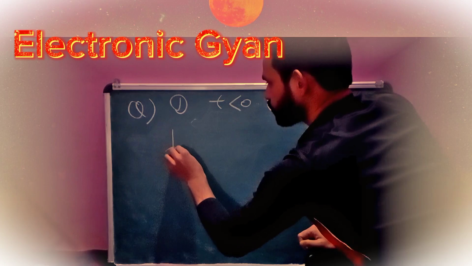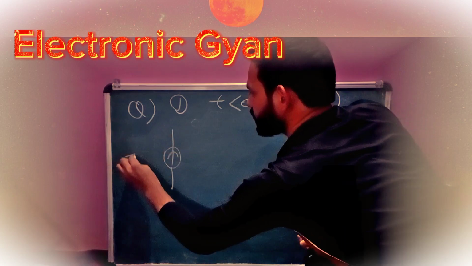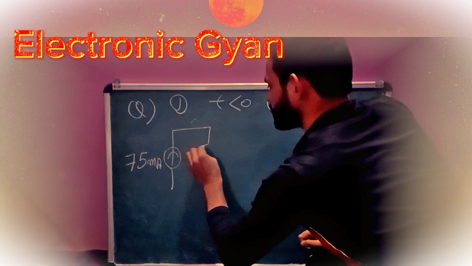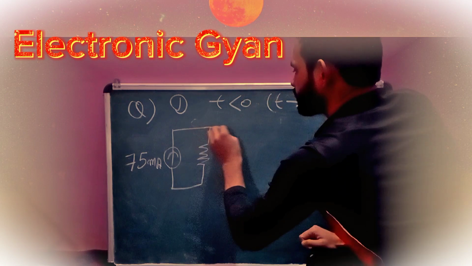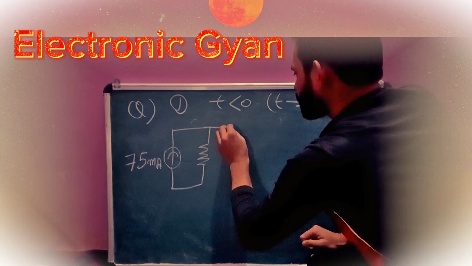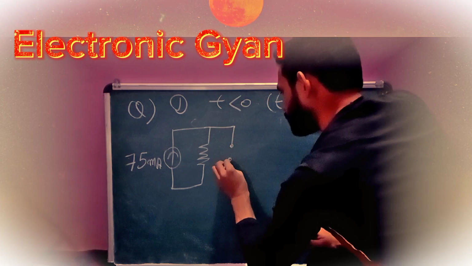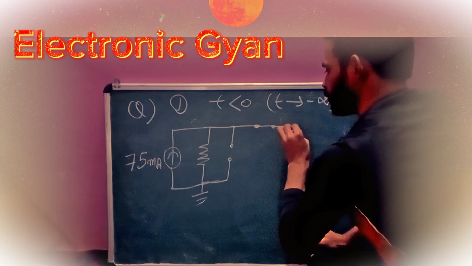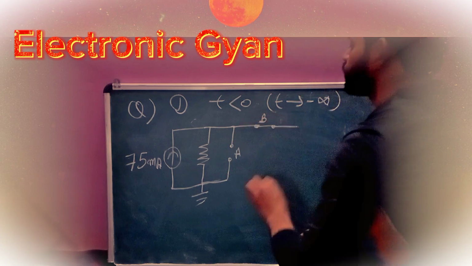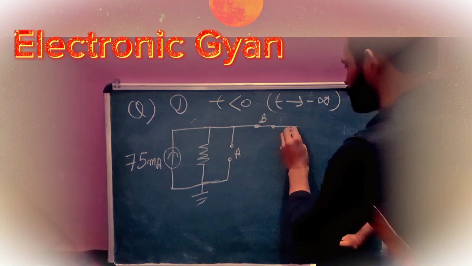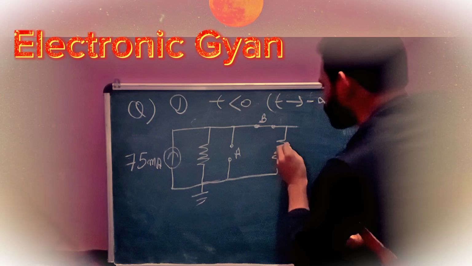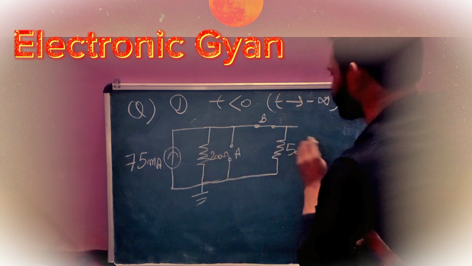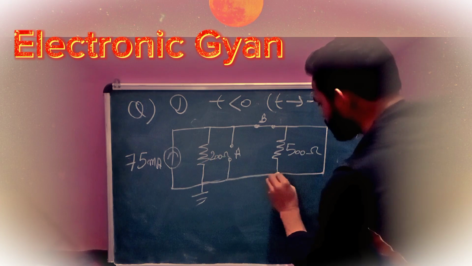So this is my current source of 75 milliampere, and here is my resistance. And this is my switch, which is still open. This is my switch A and this is my switch B. Switch B is closed and switch A is open. This is my resistance of 500 ohm and this is my resistance of 200 ohm. And this is my inductance, which will get short in steady state.